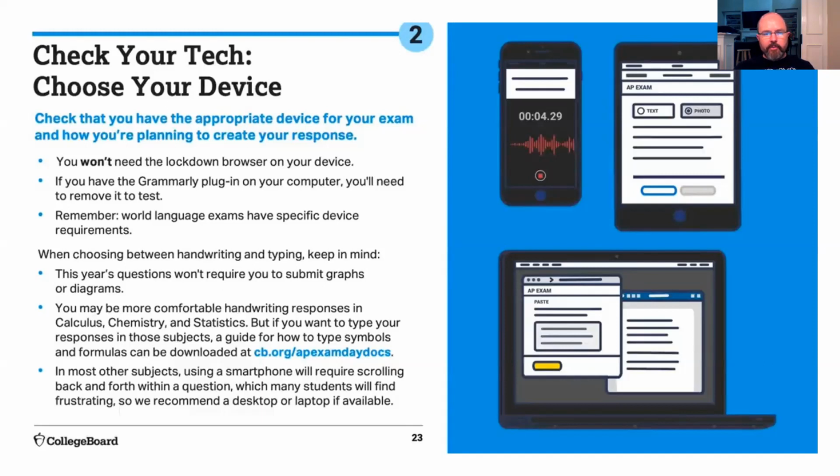Most other subjects using a smartphone will require scrolling back and forth within a question, which may be frustrating. Highly recommended you use a desktop or laptop if you can. You can do it on a phone. You could take it on your phone. It's going to be a pain because you're going to be going back and forth to the question and then back to where you're writing the answer. Much easier to do it in one place.